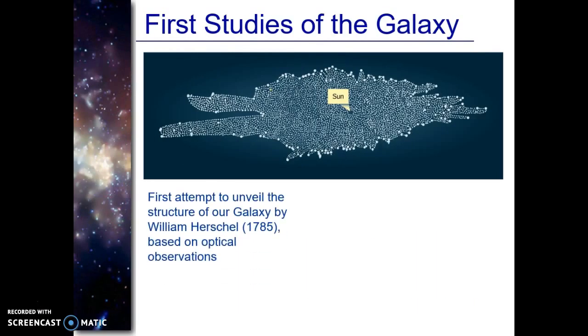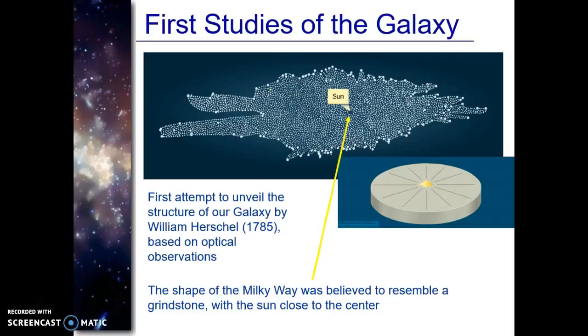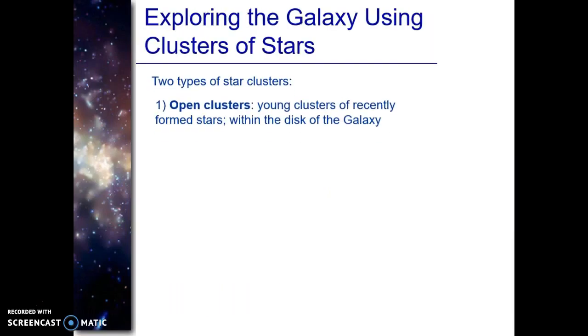So how did we start studying the galaxy? The first study of our galaxy would have been done by William Herschel, and he based it on optical observations. He pretty much said that the sun was close to the center of the Milky Way, and he thought the Milky Way resembled what they call a grindstone. An example of that would be this right here. A grindstone is a stone on a wheel that you can use to grind things or sand things down. Well, they found out that that's not completely true.